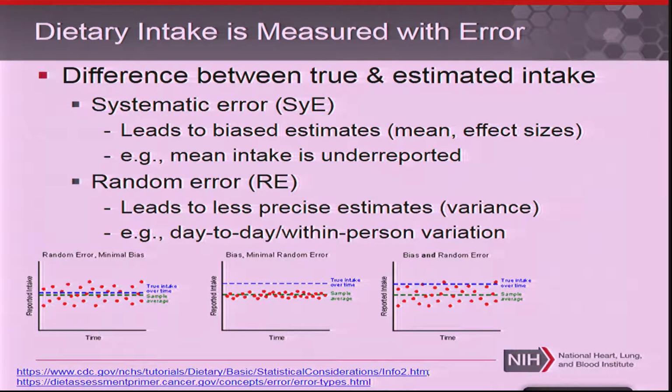And this one is bias. There's bias but minimal random error, and you can see that there's a bigger difference between true intake and the average, but very little scatter around that. And this is just depicting the situation with both.